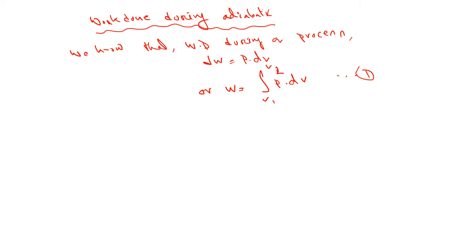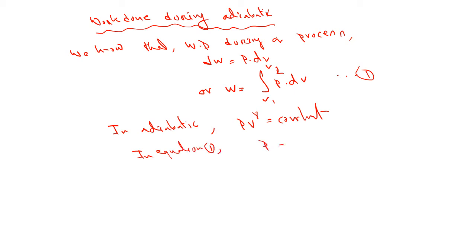Okay. Now in the adiabatic case, we know the formula P V to the power gamma equal to constant. So in equation 1, P equal to constant by V to the power gamma. Now put this value of P in this equation. So now we are going to put the value in equation 1.